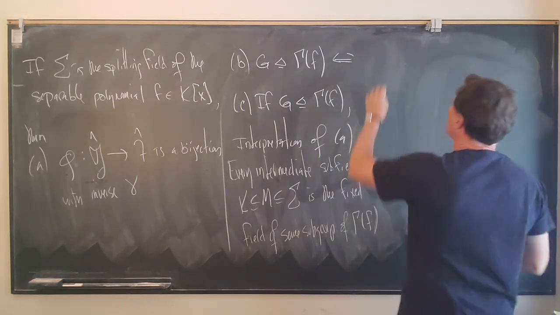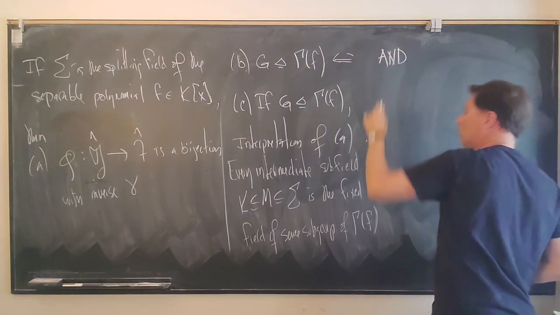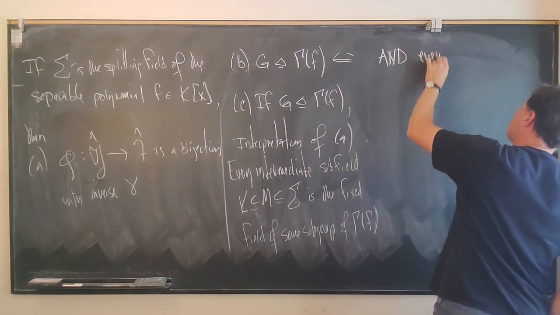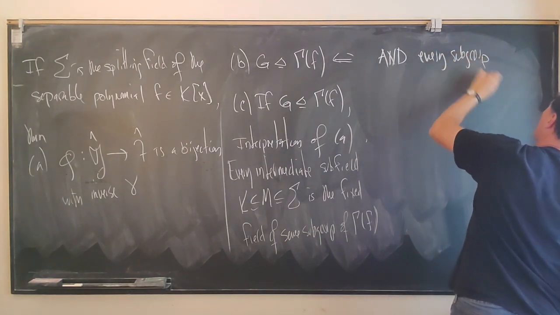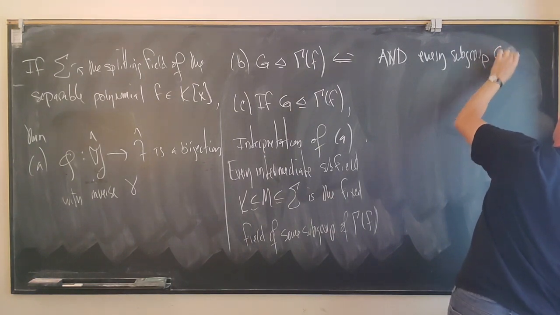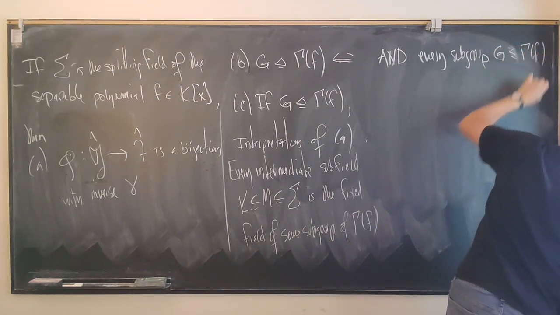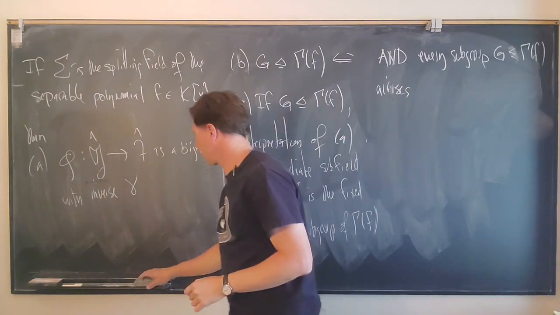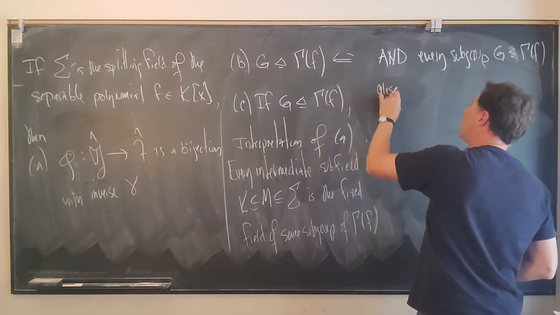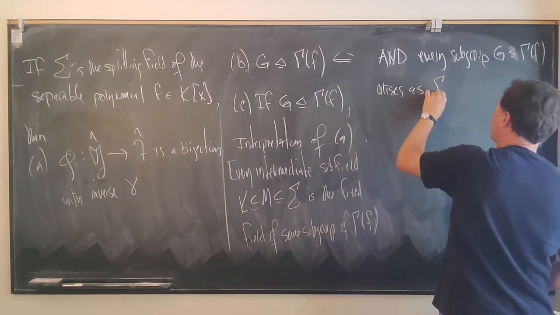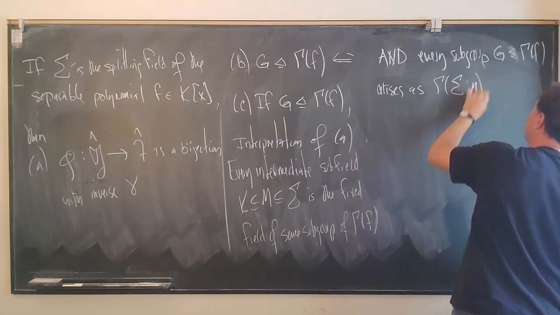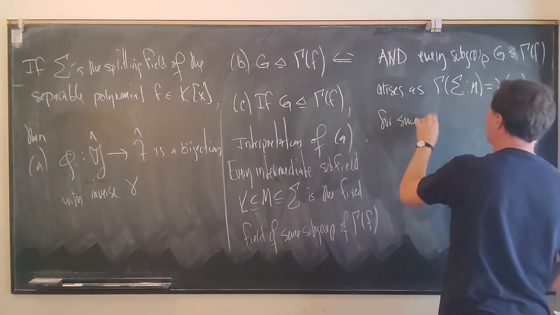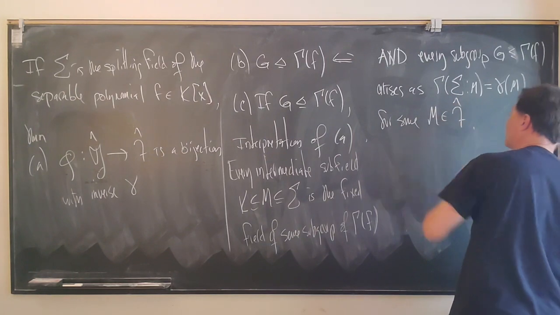And so continuing this sentence here, every subgroup G of the Galois group arises as gamma sigma m, which equals gamma m for some m in script F.